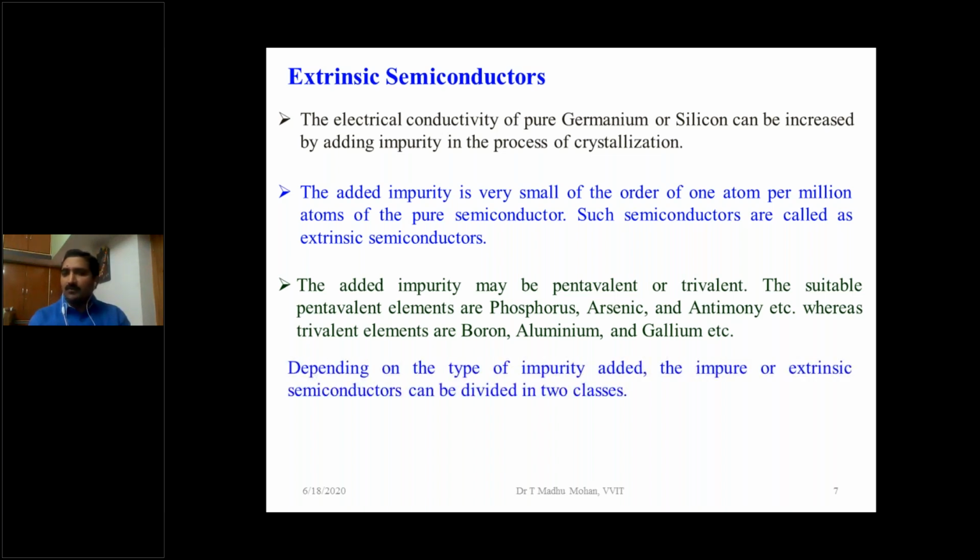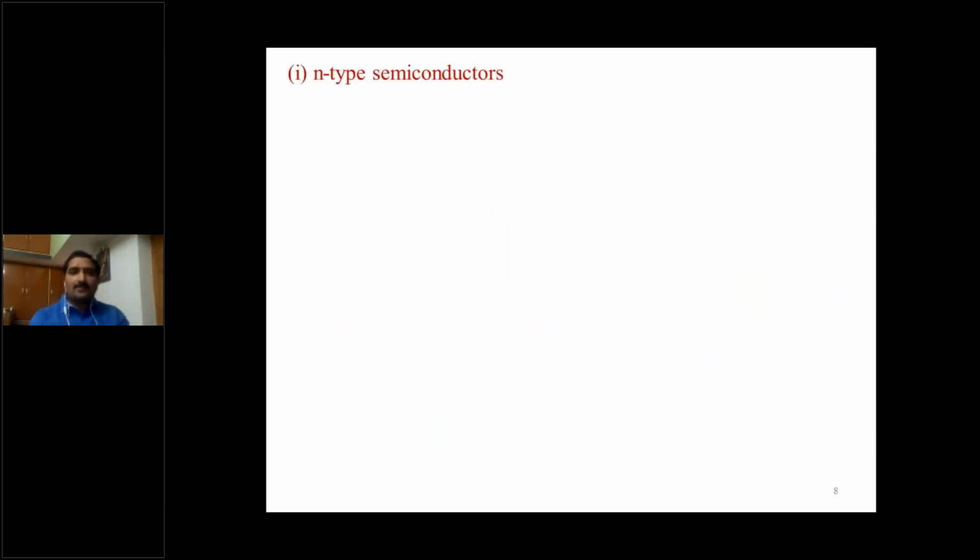Depending on the type of impurity added, the impure or extrinsic semiconductors can be divided into 2 classes. The first one is N-type semiconductor, the second one is P-type semiconductor. N-type semiconductor means the majority charge carriers are electrons. P-type semiconductor means the majority charge carriers are holes. Hole means here we are treating as positive. Electron means we are treating as negative. That's why it's named as N-type and P-type.